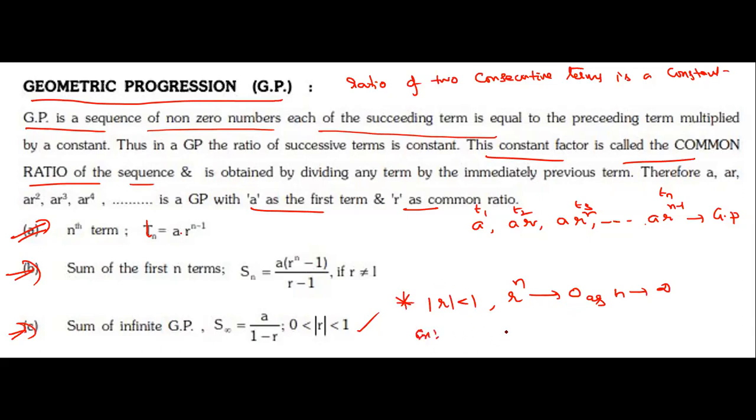That's why I'm giving an example. See carefully. Suppose 1 by 2 power 1, 1 by 2 square, 1 by 2 power 4, 1 by 2 power 10, and so on. What? They are tending to 0. That is the meaning. 1 by 2 is less than 1, that's why 1 by 2 square, 1 by 2 cube, 1 by 2 power 4, 1 by 2 power n are always tending to 0. That is the meaning.